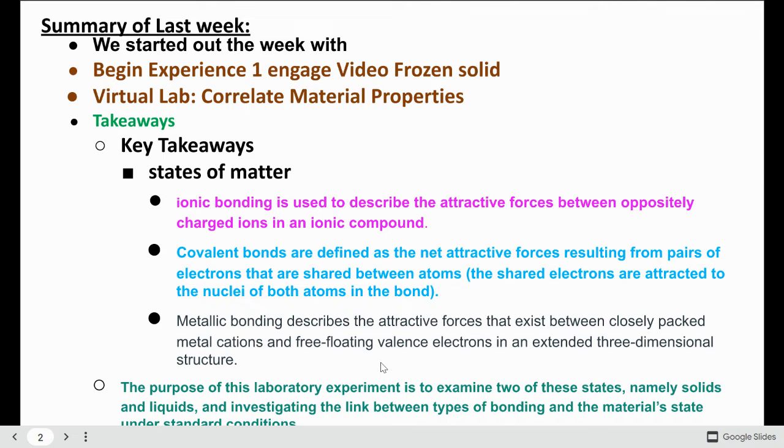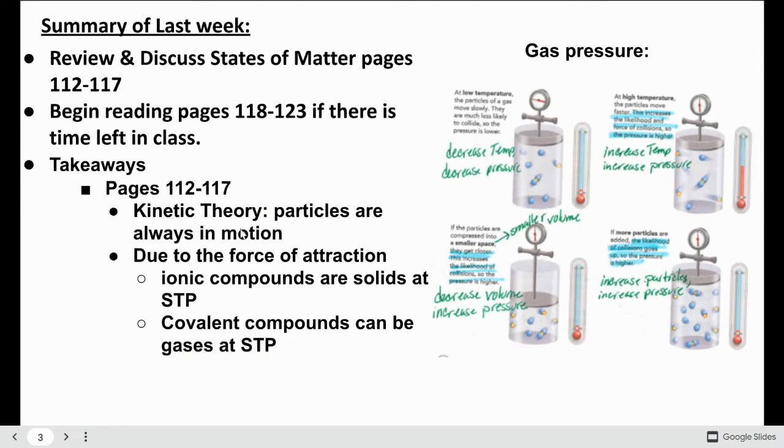So the purpose of the lab experiment is to examine the two states of matter, solids and liquids, and investigate the link between the types of bonding and the material's state under standard conditions. So that's why we wanted to review these 3 bonding types first. Then after the lab, we read pages 112 to 123. This is part of what we went over, or the big takeaways.